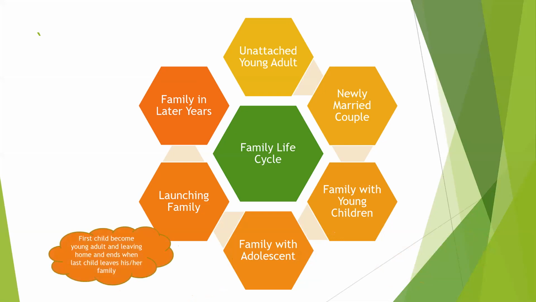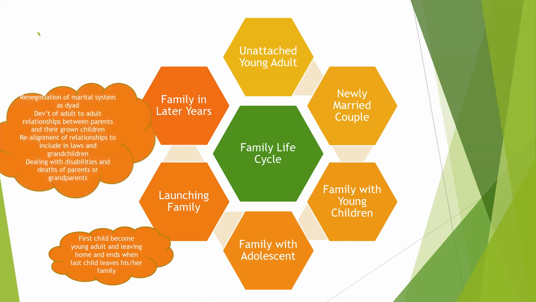For the launching family, this begins when the first child becomes a young adult and leaves home, and ends when the last child leaves the family. This is the renegotiation of the marital system as a dyad, and the development of adult-to-adult relationships between parents and their grown children. It also involves realignment of relationships to include in-laws and grandchildren, and dealing with disabilities and deaths of parents and grandparents. The process of transition is accepting multiple entries and exits into the family system.